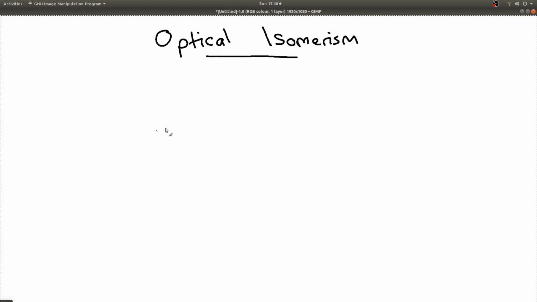So there is a second type of stereoisomerism, which is called optical isomerism. And one molecule that shows optical isomerism would be this one.